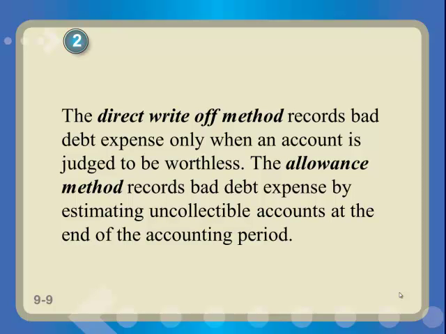So it's an every period type of thing. If you have very good paying customers and very few uncollectibles, you might use the direct write-off method, especially if you're a small business. But large businesses that have millions and millions of customers are going to be using the allowance method and estimating that amount.